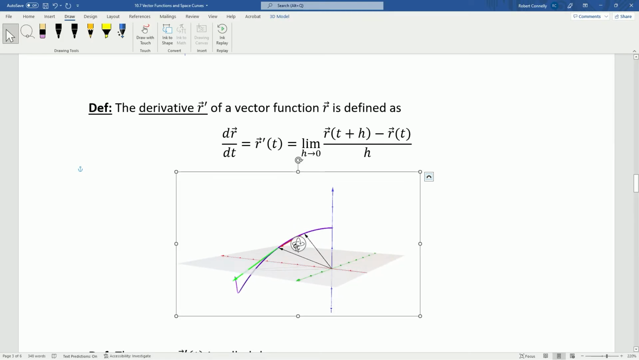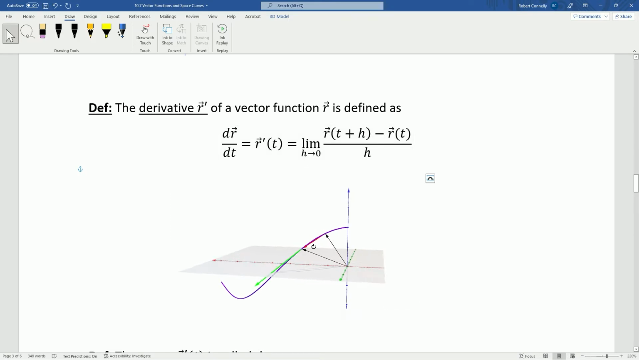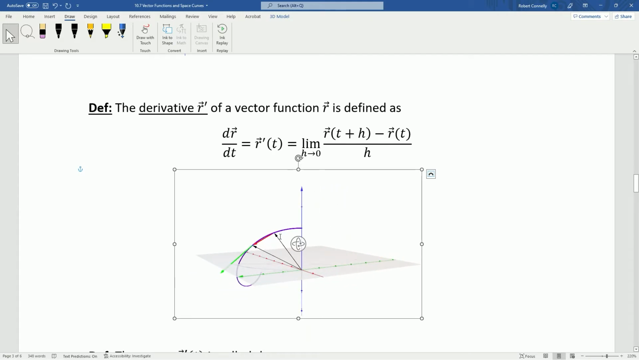Here, this black vector is r of t plus h, and this black vector is r of t. So h is the difference in the value of t, the parameter value, which decides how far you've moved along the curve to get from one vector to another, from the end of one vector to another. So when I subtract those two vectors, what do I get? I just get this red vector here. That's just the difference between the vectors r of t plus h and r of t.